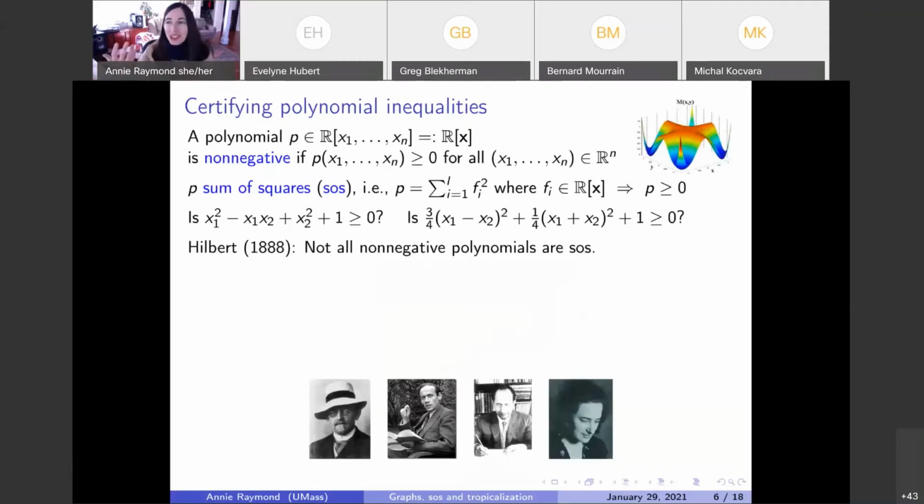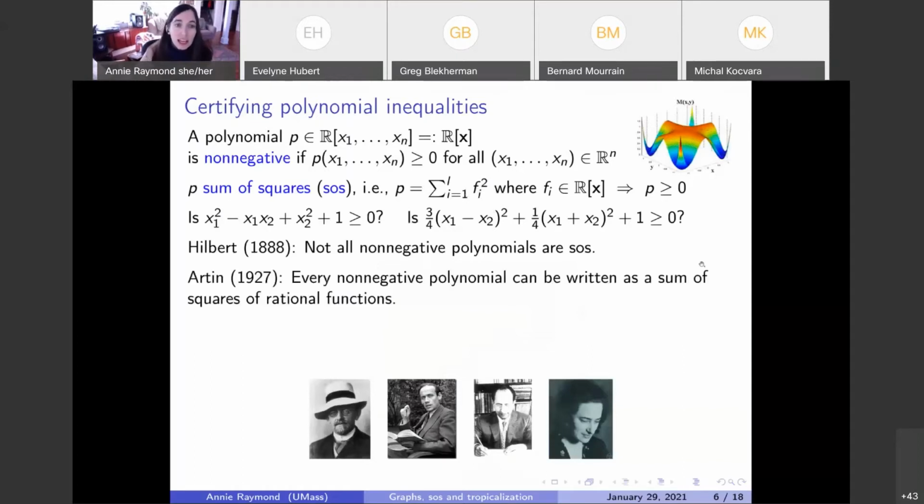And so of course, we wish that all non-negative polynomials could be written as sums of squares, but we've known for a long time now, since Hilbert, that not all non-negative polynomials are sums of squares. And so you might know that after that, Hilbert asked, well, maybe we're asking too much. Maybe all non-negative polynomials are rational sums of squares, right? So if we allow for rational functions instead of just polynomials in our squares, then maybe this will work out. And so this was proven by Artin in 1927. He did show that, yes, every non-negative polynomial can be written as a sum of squares of rational functions.